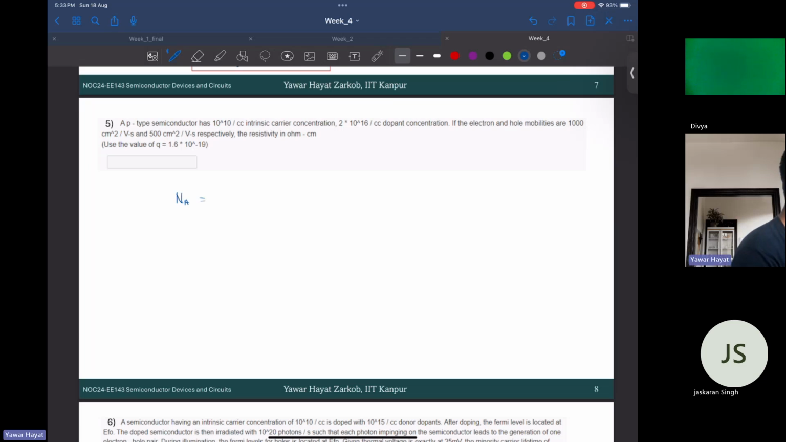This is p-type, right? So also mu n is given. Mu n is 1000 centimeter square per volt second. Similarly, your mu p is 500 centimeter square per volt second. And what is your n? N is Ni square by Na, that is 5 into 10 to the power 3. And your P is equal to 2 into 10 to the power 16.